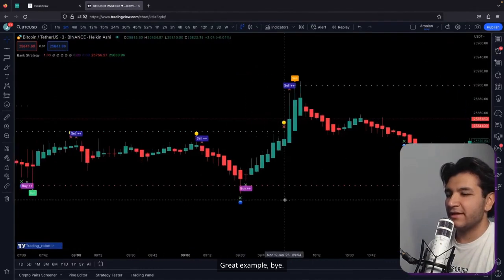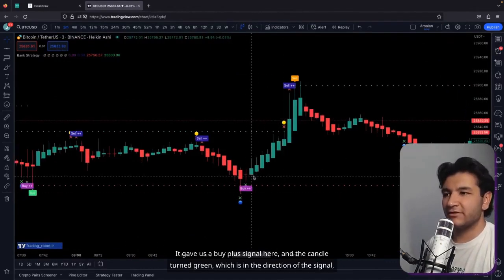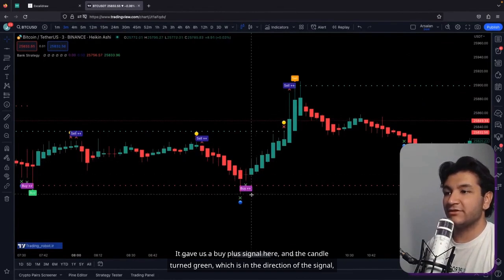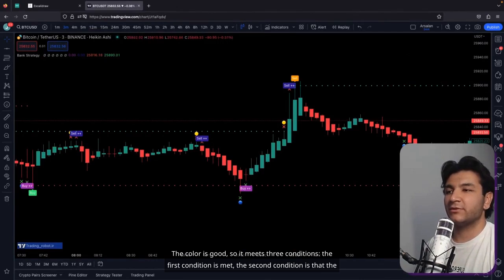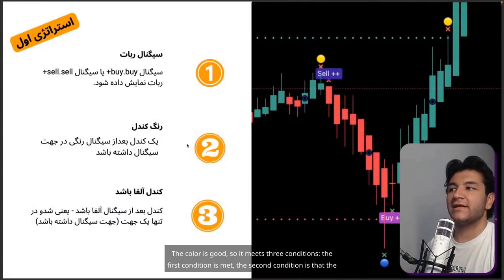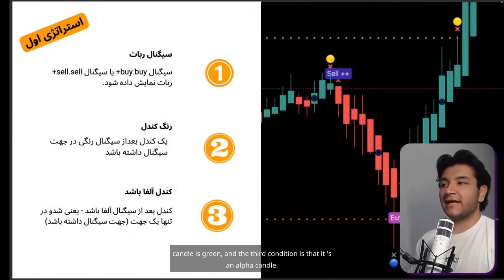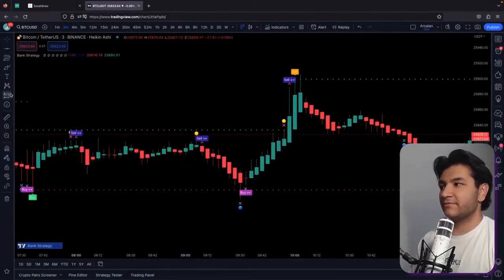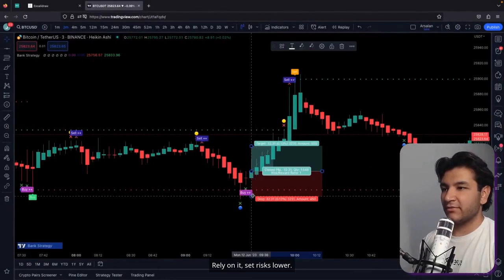Great example, buy. It gave us a buy plus signal here, and the candle turned green, which is in the direction of the signal, meaning it's going up. The color is good, so it meets three conditions. The first condition is met, the second condition is that the candle is green, and the third condition is that it's an alpha candle. Feel free to rely on it, set risks lower.